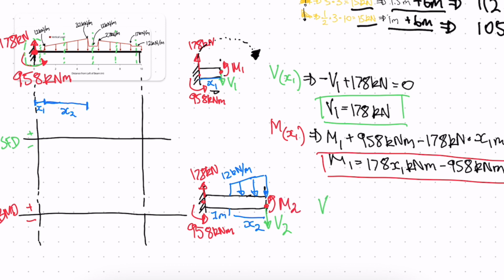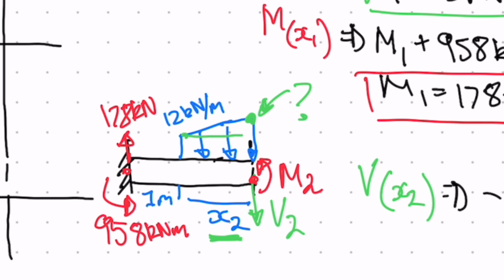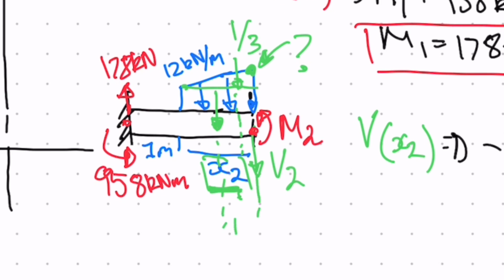All right, so let's write V as a function of X2. We have our negative V2, we have a positive 178 kilonewtons, and then we have force here acting down. We don't know what this point is because we haven't defined our X2. So we can cut this into 2 sections: a rectangle and a triangle. The rectangle is pretty straightforward. The force will act halfway along X2, and the triangle force will act 1/3 of X2. So this will be 1/3 and the rectangle will be 1/2.